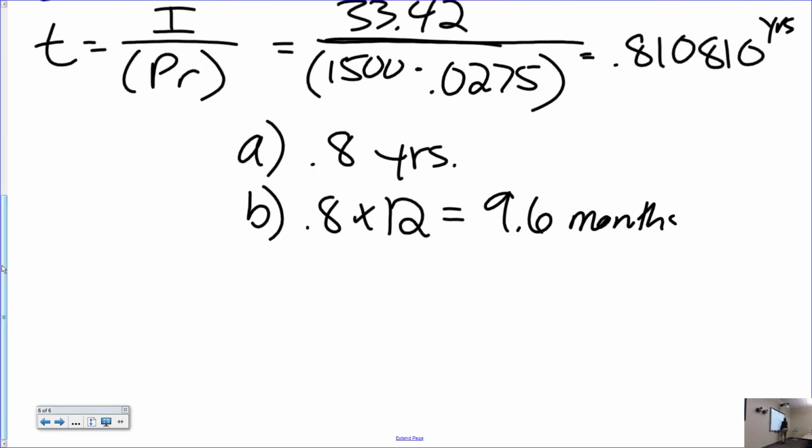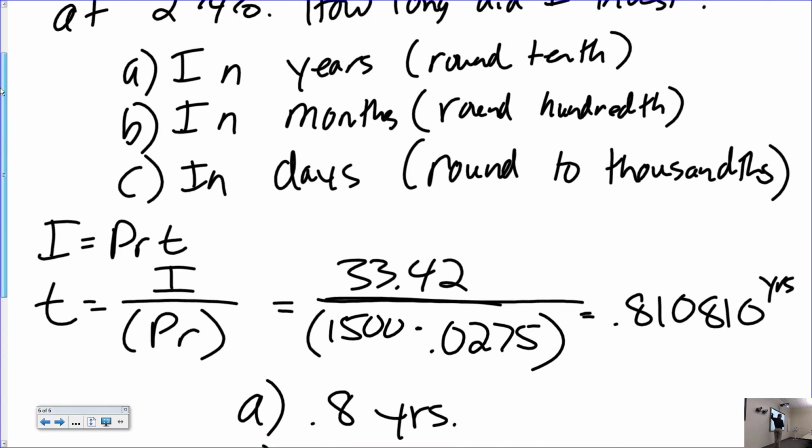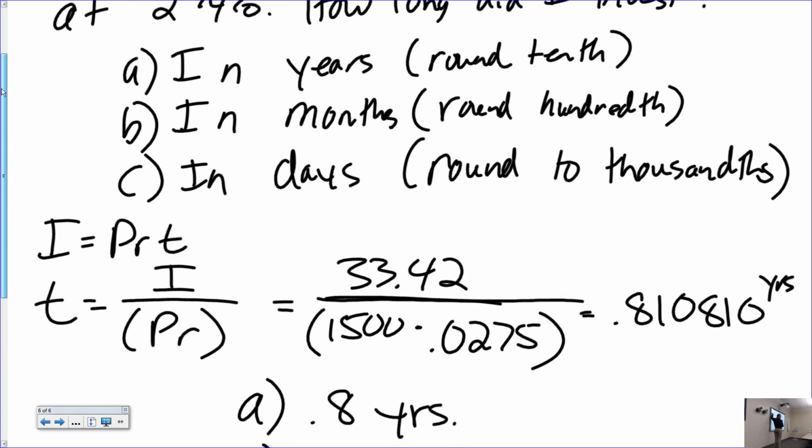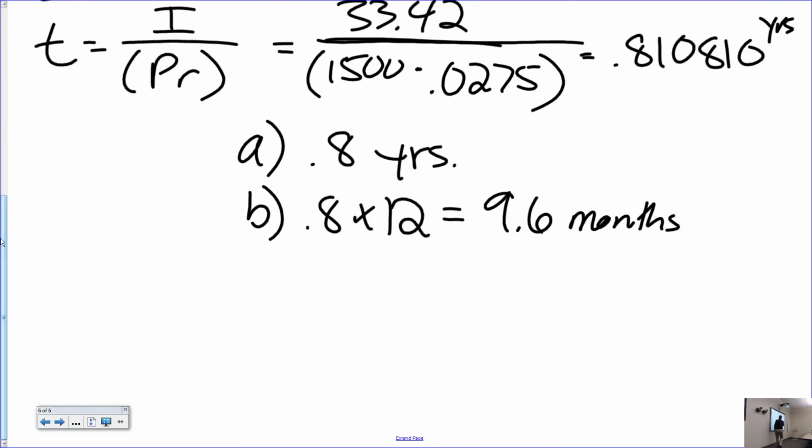9.6 months. But you can't round. Well, what did I say about months, though? Technically, I said round to the hundreds. Okay. But yes. Correct. How would we figure out the number of days, folks? Now that you've seen the pattern, what would you do to get days? Times 365. 292.